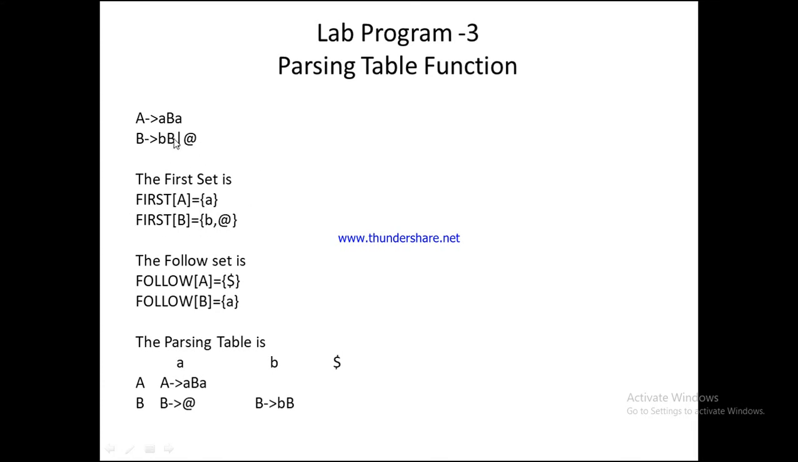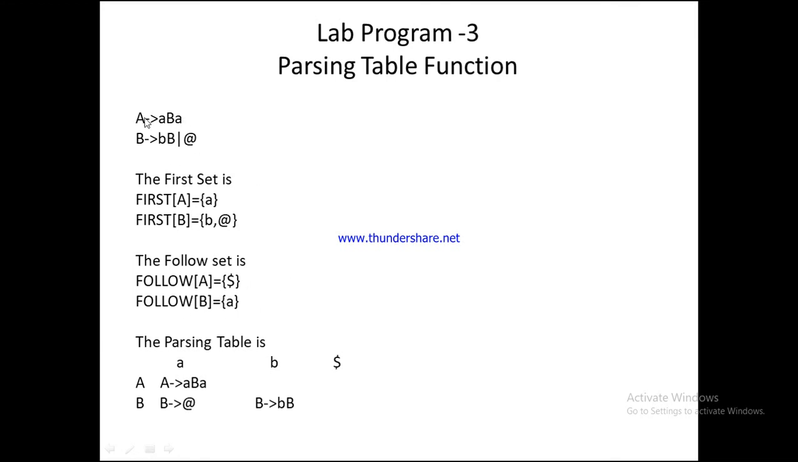First of A is nothing but, here I am having a terminal, so it is A. Since the first symbol itself is a terminal, we are going to stop there. Then first of B is B in this production, but one more alternative production is there for B, that is B determines epsilon, so epsilon is also added here. That is how we have computed the first.